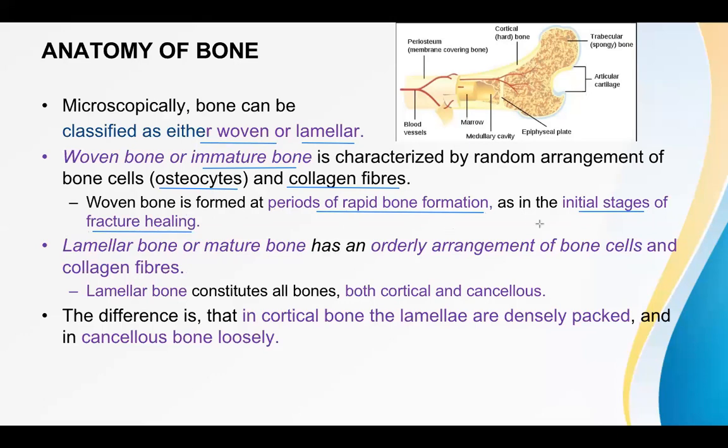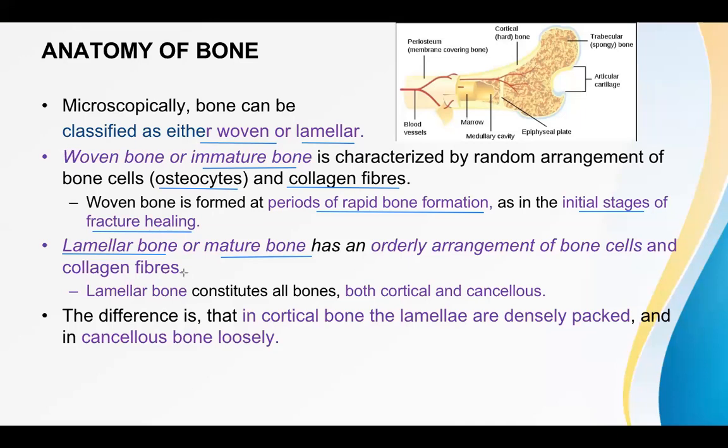These woven bones are usually present there. Now, another type of bone is lamellar bone, also known as mature bone. It has an orderly arrangement of the bone cells and the collagen fiber. Now, remember, the constituents are the same. In woven bone also they are present, but they are randomly ordered. Probably they take a bit more time for the orderly arrangement and form the lamellar bone.